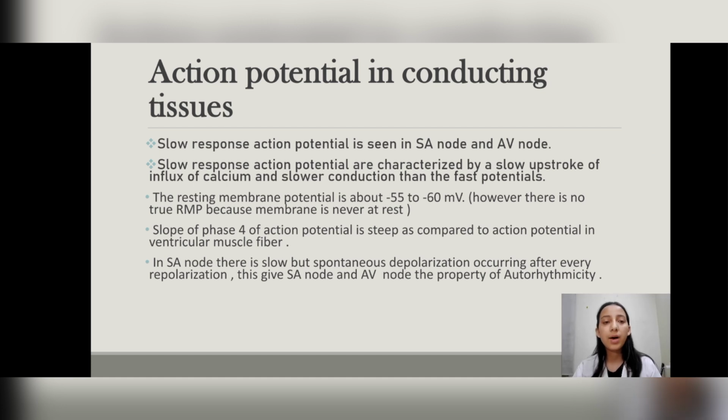Hello everyone, my name is Kamini and my topic is action potential in conducting tissue. So first of all, what are the conducting tissues? Conducting tissues are basically the SA node and AV node. So slow response action potential is seen in SA node and AV node.